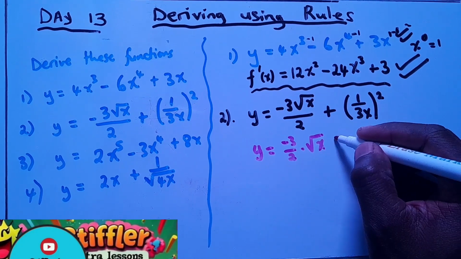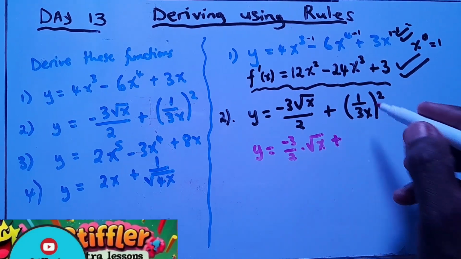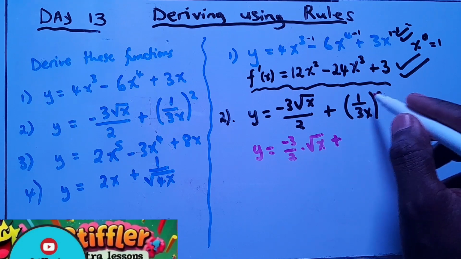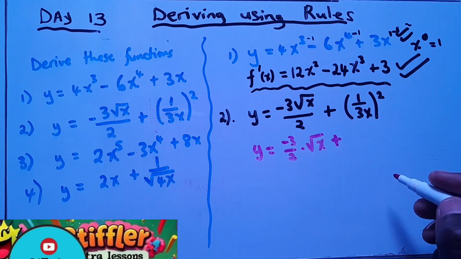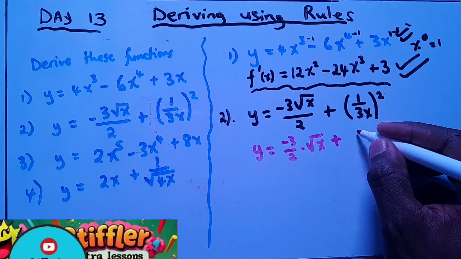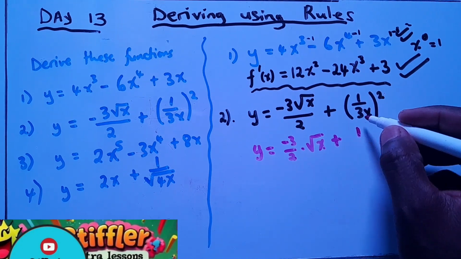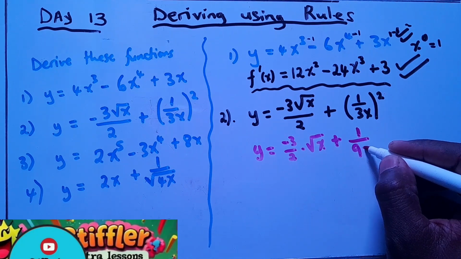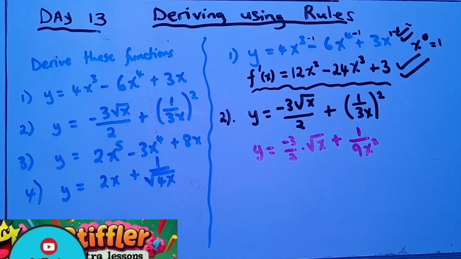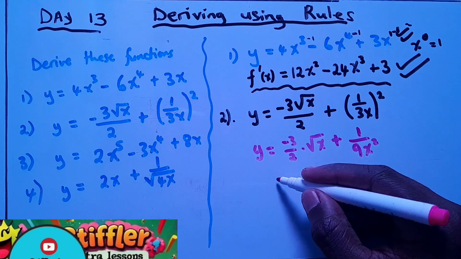Yes. So this will be plus, and then now this is squaring this bracket. So every term inside you have to be squared, right? So 1 squared will be just 1, and 3x squared will just give us 9x squared, right? So let's continue.